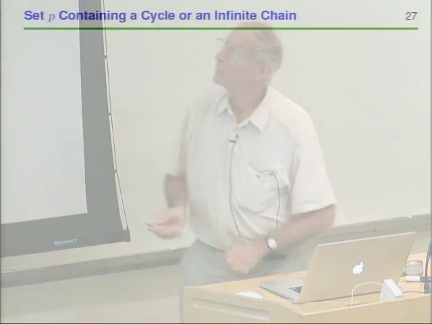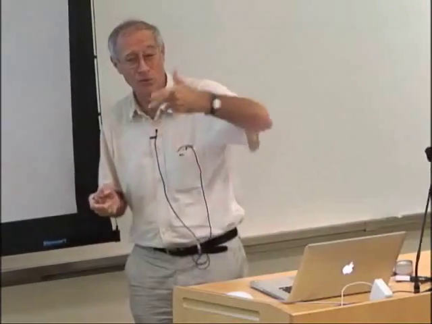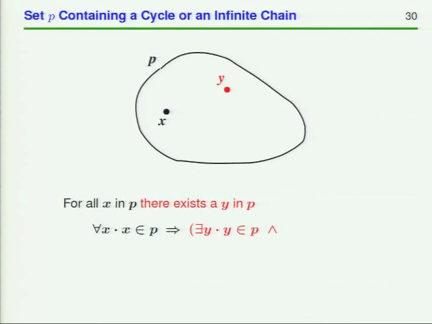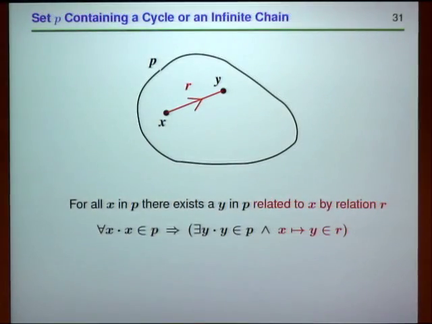So let P contain a cycle or an infinite chain. I want to formalize the reverse notion, the notion of cycle or infinite chain. So let P be a set, and let's take a point x. Here I write in English, and here I write in mathematics. For all x in P, there exists a y in P such that y is related to x by relation R.